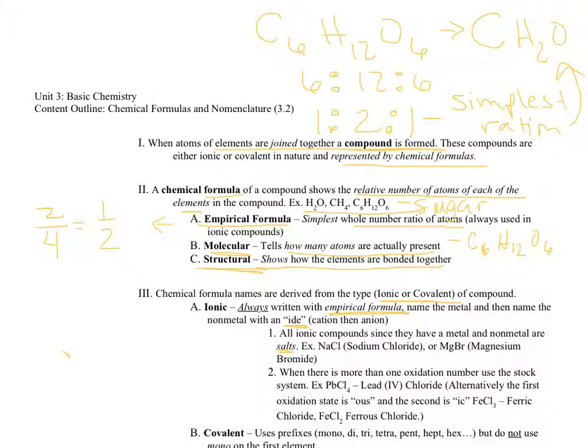So we name the first element, then we name the second element and put -ide at the end of that second element. So NaCl is sodium chloride. MgBr is magnesium bromide.